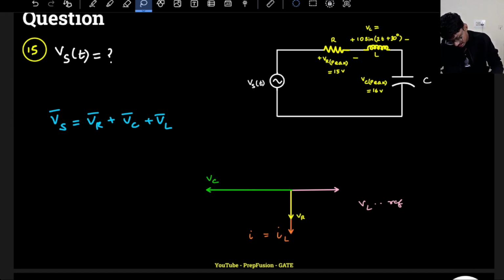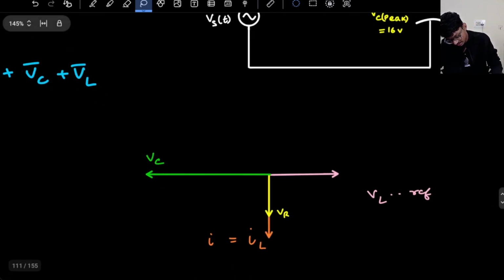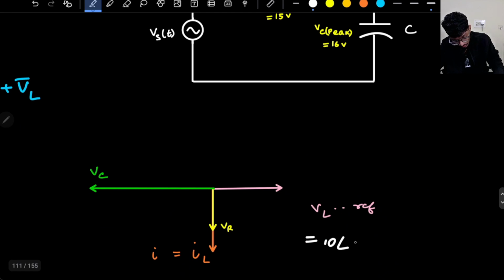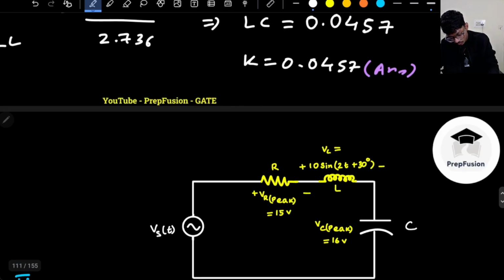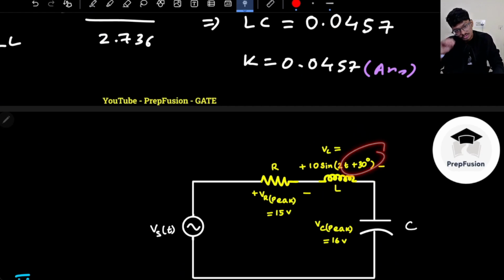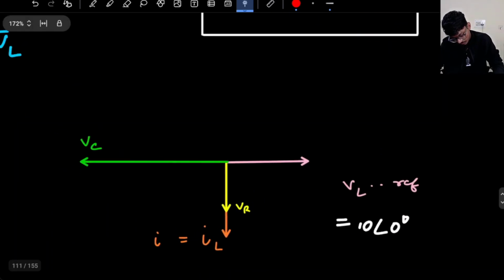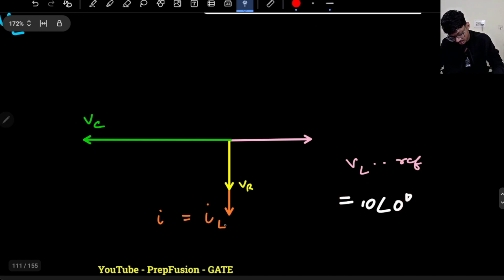So if this is 0 degree, what is VL? VL is assumed in phasor to be 10 angle 0. Now don't assume it to be 10 angle 30. No. VL is reference, because they have given me the angle and I choose the reference. I will do something else as well. In method 2, I will not choose this reference, I will choose my own reference. Okay, so this is 10 angle 0 degree.